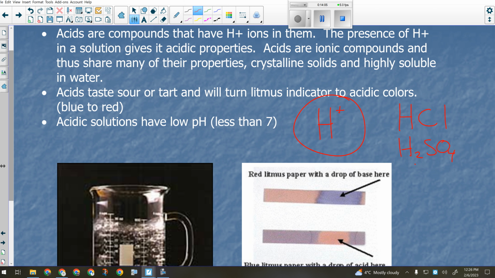Okay, what about this stuff? Stronger or weaker? Stronger. It's got more hydrogen, right? When that goes into solution, it's going to give up 3 hydrogens instead of 2, or instead of 1. The more hydrogens it can give off, the stronger that acid is going to be.